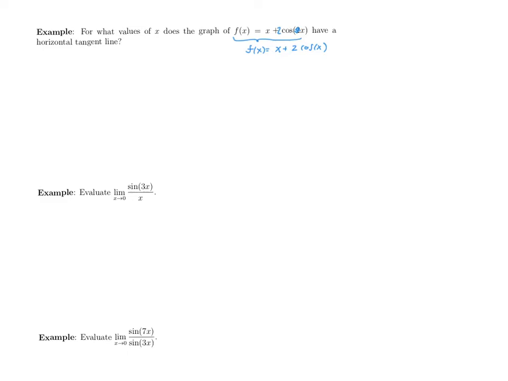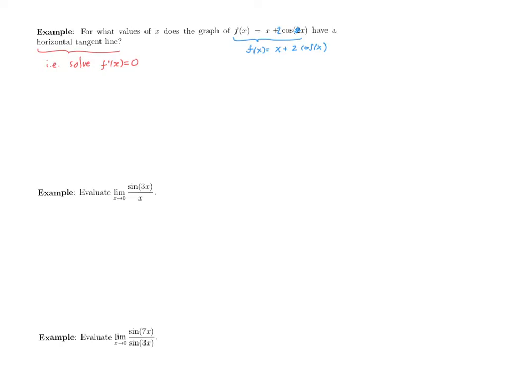So without any further ado, our first example is: what are the values of x where the graph of the function x plus 2 cosine x will have a horizontal tangent line? The first thing we need to do is translate it into a mathematical equation that we can work with. When we're asking where the tangent line will be horizontal, this is just a fancy way of asking us, can you set up and solve the equation f prime of x equals 0?